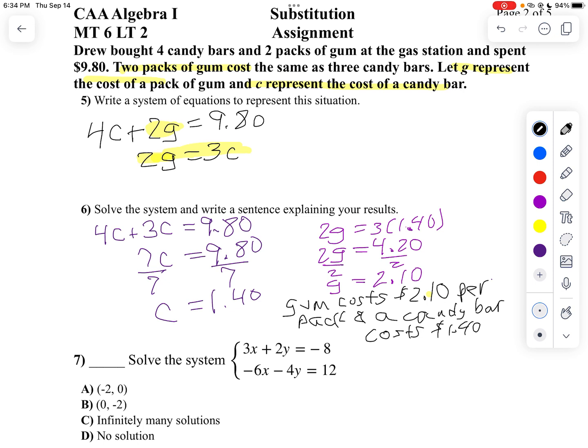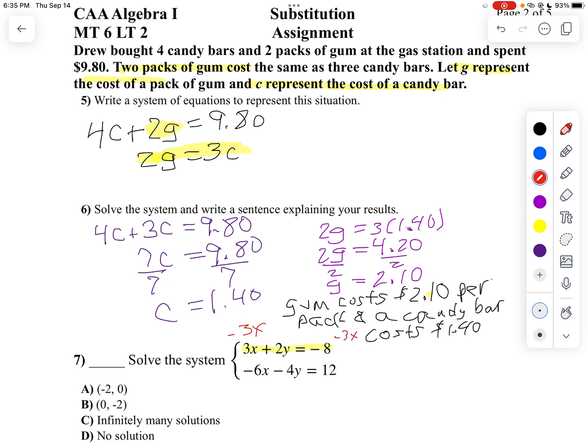Now on question number 7, unlike the other ones, it's not so easy to see, is it? Because I don't have any variables the same. So what I'm going to do is pick one equation and get one variable by itself. I'll use the first equation and I'll get y by itself. So to get y by itself, I will minus 3x from both sides.